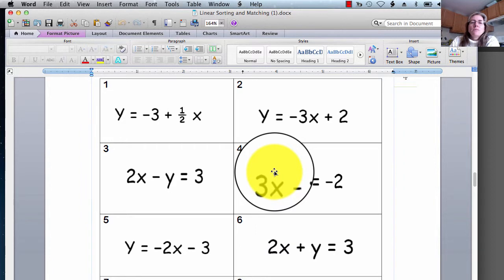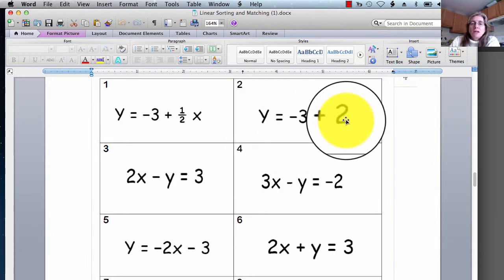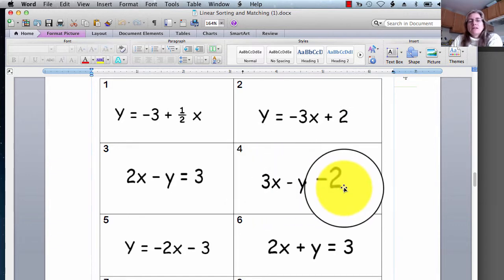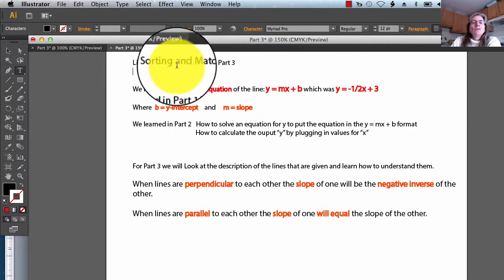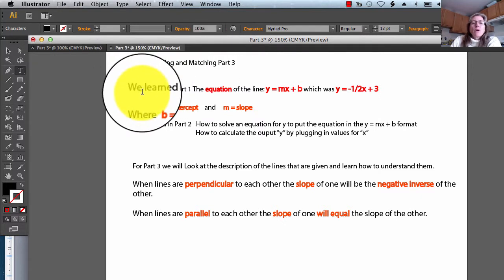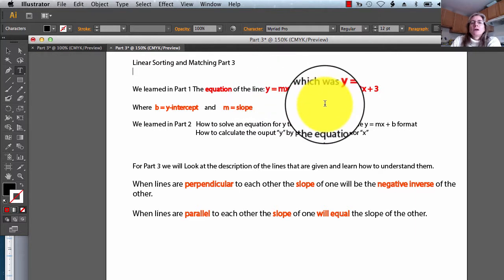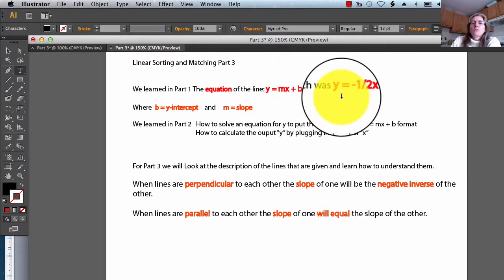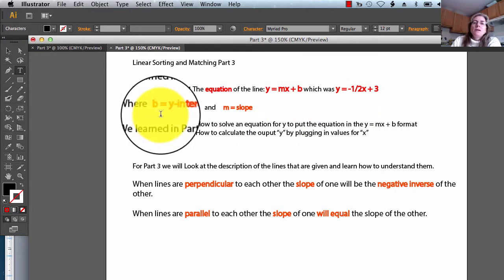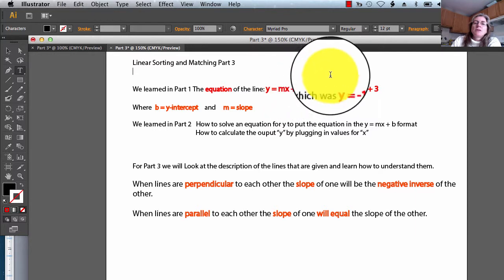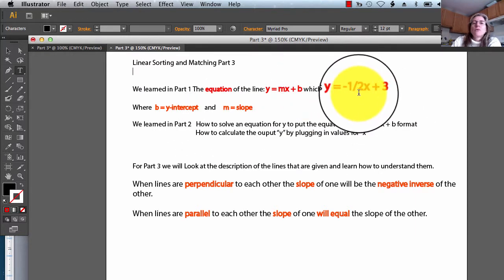And I showed you how we could make the equations set equal to y. This one's already set equal to y, whereas this one is not. Okay, and this is sort of a review here. Linear sorting, part 3. I went over in part 1, we learned the equation y equals mx plus b. Our equation that we are working with is y equals negative 1/2 x plus 3, where b is the y-intercept, so in this case that's 3, and m is the slope, so in this case negative 1/2 is our slope.